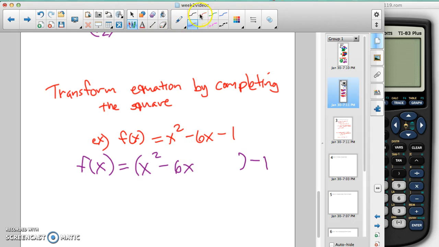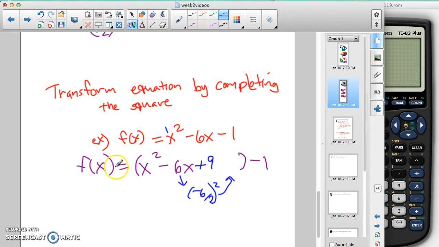In order to complete the square, we're just going to take this term. Remember this term right here. Take that term, -6. We're going to divide it by 2, and then we're going to square it. That's going to go there. So we do that. That's going to be -3 squared, or 9. So we're going to add 9 here.